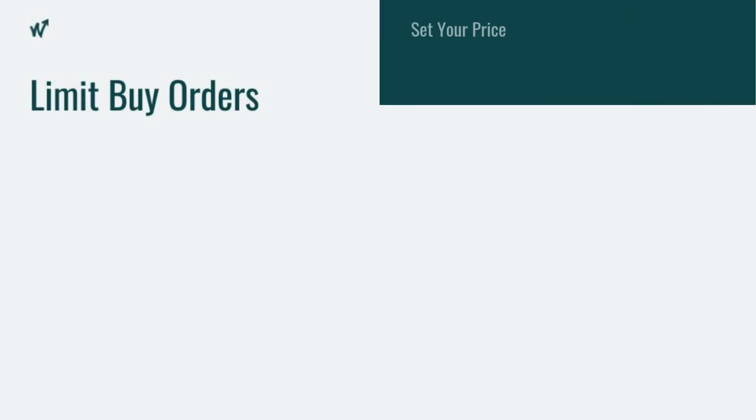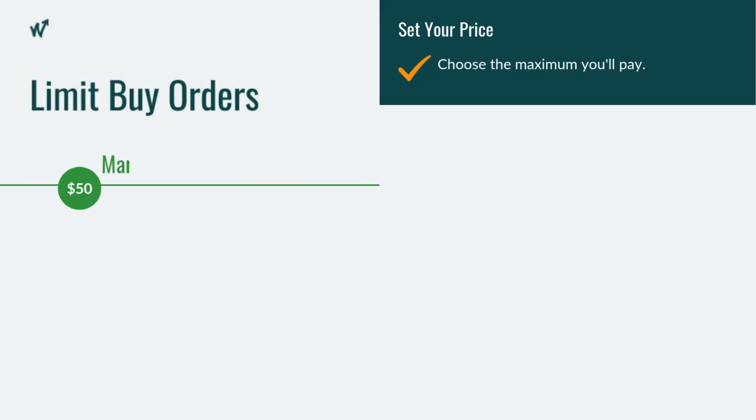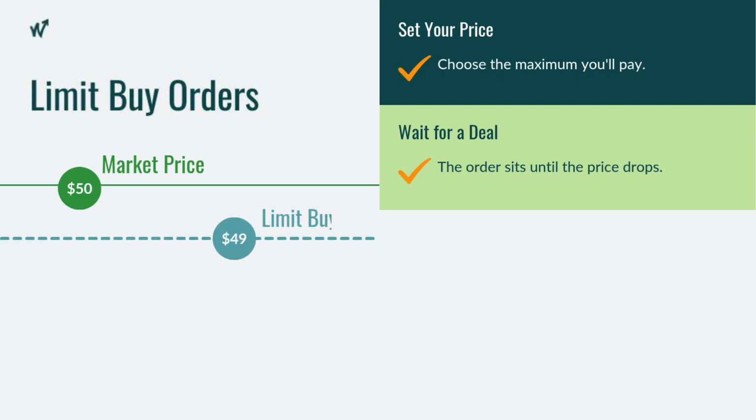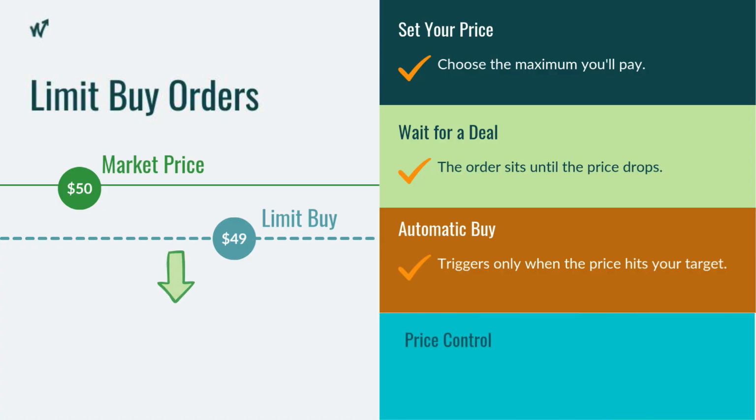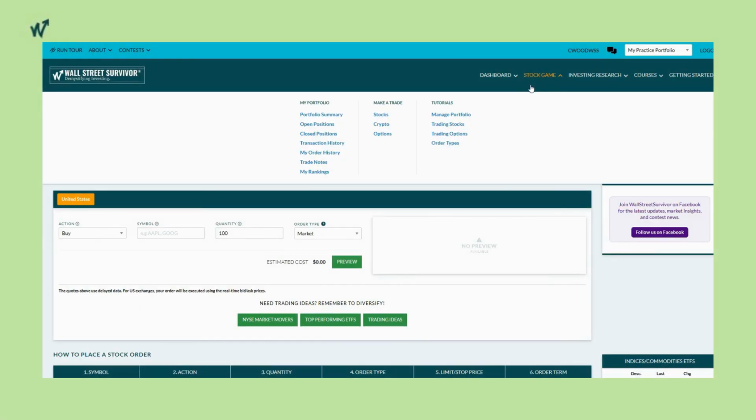A limit buy order lets you set the most you're willing to pay for a stock. For example, if it's trading at $50 but you want a better deal, you can set your limit at $49. The trade only happens if the price hits $49 or less, making sure you get the stock at your preferred price without overpaying. To use a limit buy order, first go to the stock trading page.